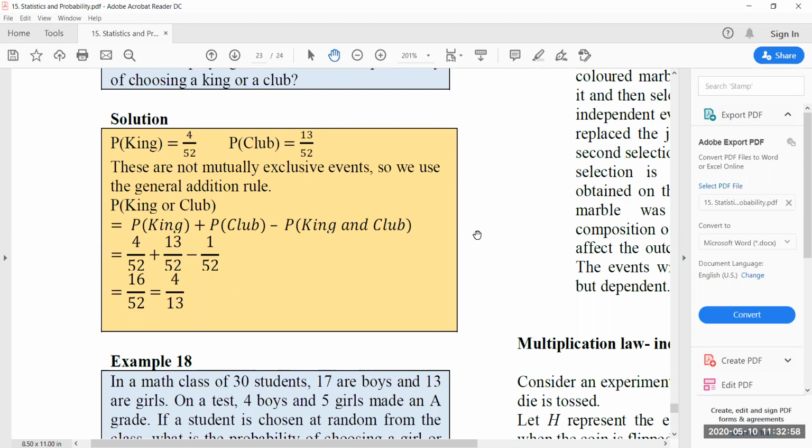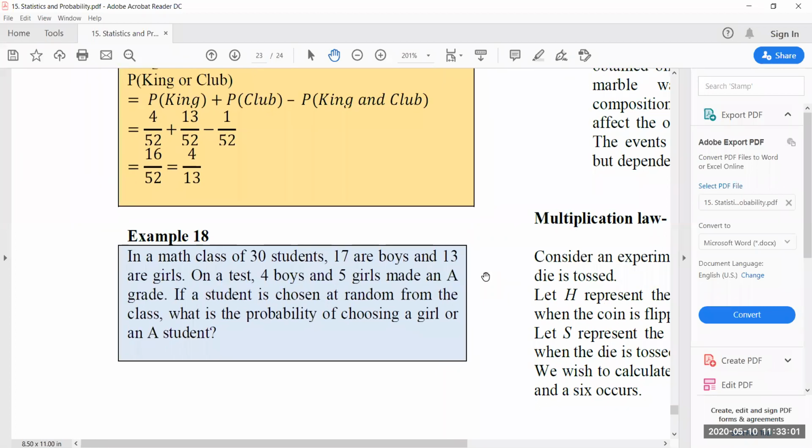Now I'm going to give you all an example and I want you all to try this and then we'll end class. Okay, I'm giving you all 2 minutes to try it. In a maths class of 30 students, 17 are boys and 13 are girls. On a test, 4 boys and 5 girls made an A grade. If a student is chosen at random from the class, what is the probability of choosing a girl or an A student? So what is the probability of choosing a girl? I'm unmuting everybody. I want you all to answer me collectively.